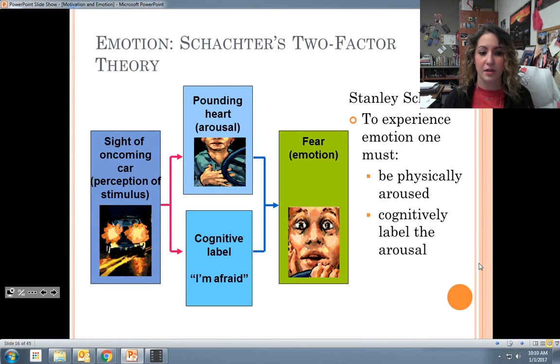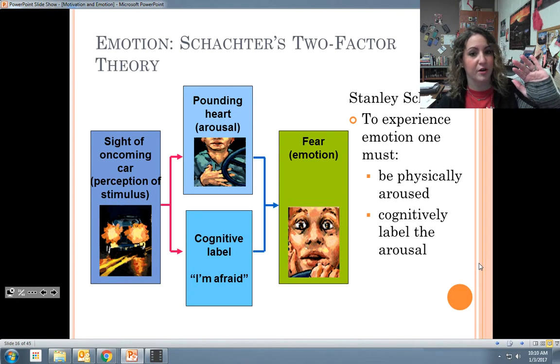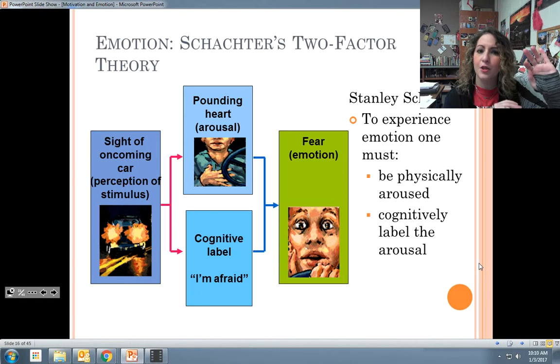And so the James-Lange theory said our heart pounds and then we experience fear. This one is saying our heart pounds and we experience fear afterwards, but with the heart pounding, the brain is making a cognitive label of, the heart is pounding because I'm afraid, and then you experience fear. So this is the only one that the brain is involved.